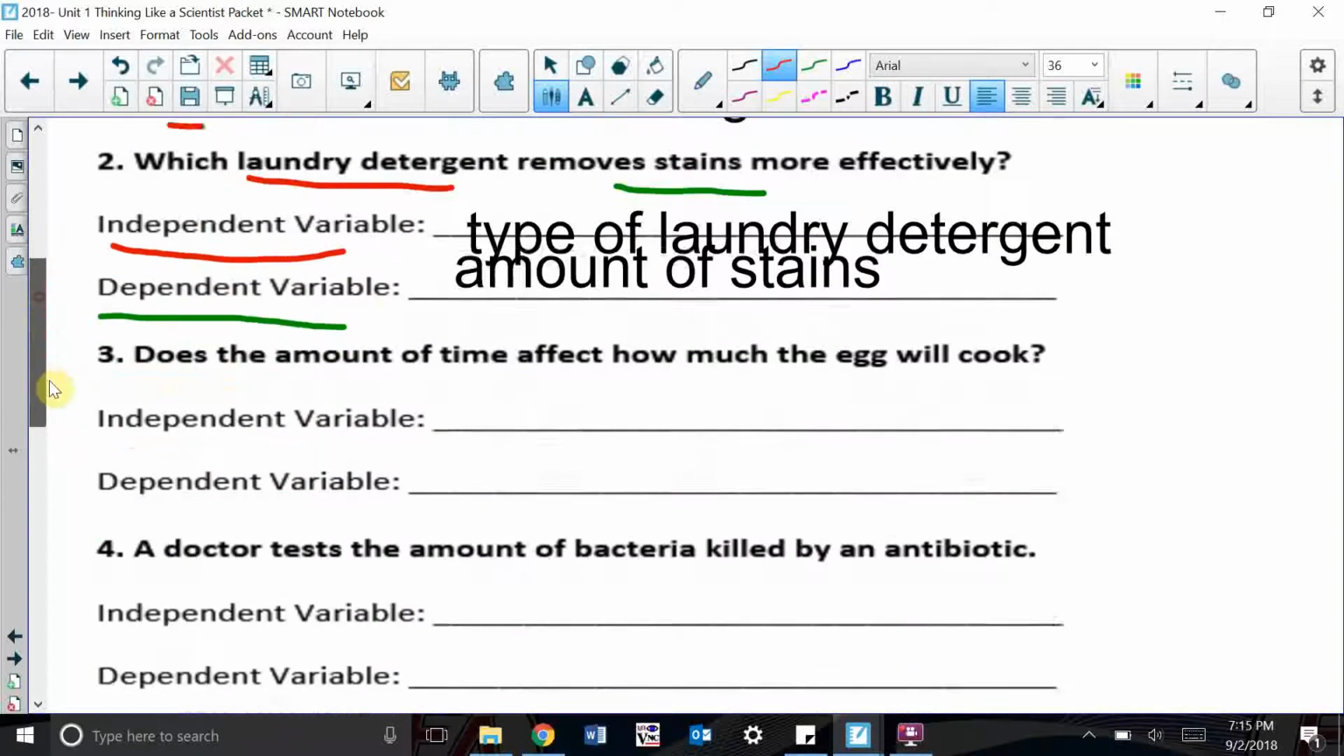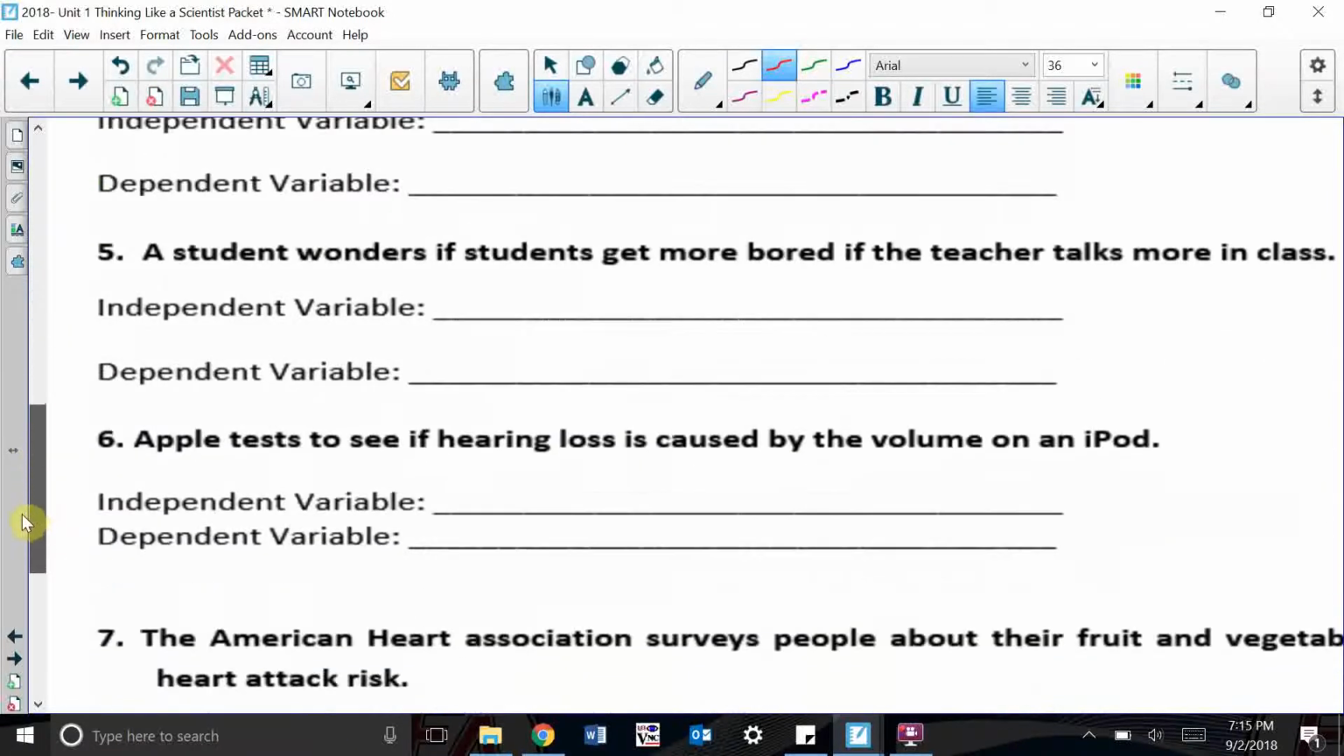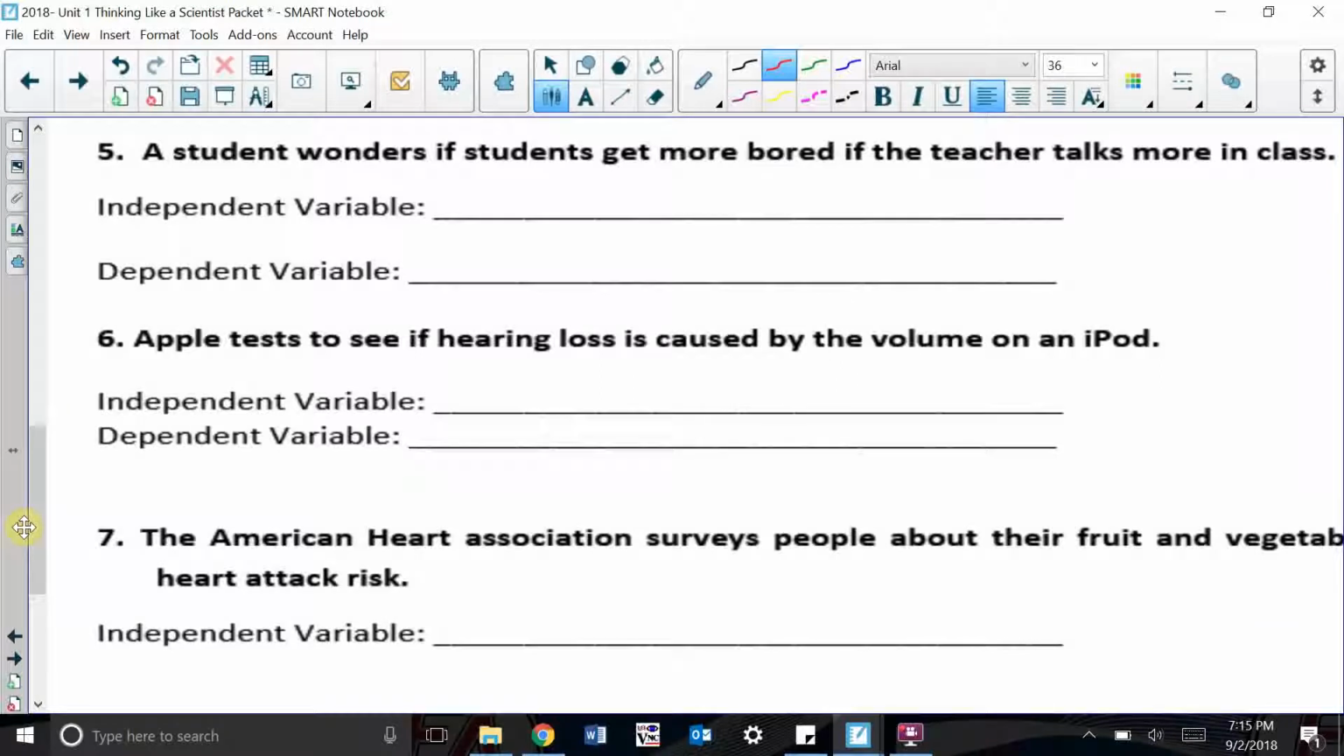Let's go ahead and skip down just one because we're getting kind of crowded up here. Let's look at number 5. A student wonders if a student gets more bored if the teacher talks more in class. Now, this example is a little bit more wordy, so a little more complicated. So again, let's take a look at our dependent variable first.